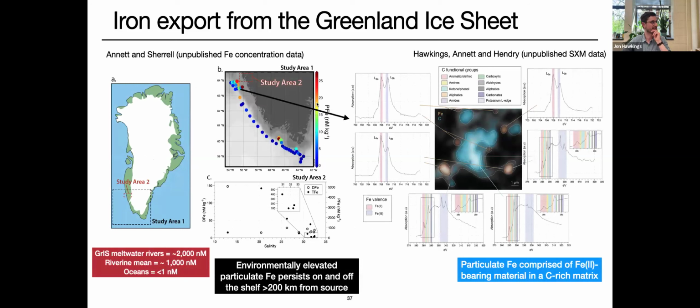This is unpublished data from the coastal environment around Greenland. Amber Annette is responsible for this stuff on the left-hand side here. All I want to show is that a lot of this particulate iron actually persists out of the fjords and onto the shelf of Greenland, and in some cases is entrained in the coastal currents around Greenland. And we're talking nanomoles of particulate iron, which is quite a lot for marine ecosystems, particularly off-shelf. And this is more than 200 kilometers from the source of that iron.